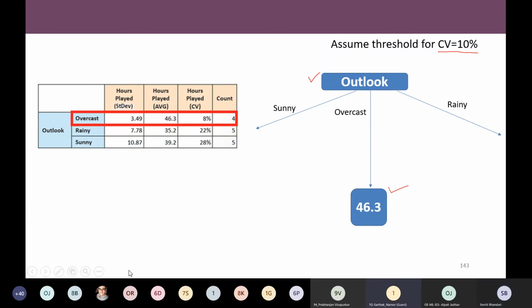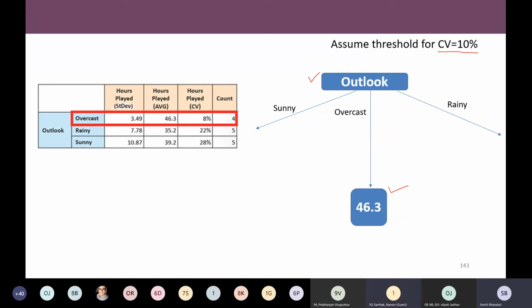Ma'am, from where have we taken this 46.3 value? Sorry, it is the average value. We computed it earlier. We had four examples for outlook equal to overcast, so the average of the target attribute comes out to be 46.3. We have computed it earlier. Right, so this will become our leaf node, wherein we have the value stored as 46.3. Got it?